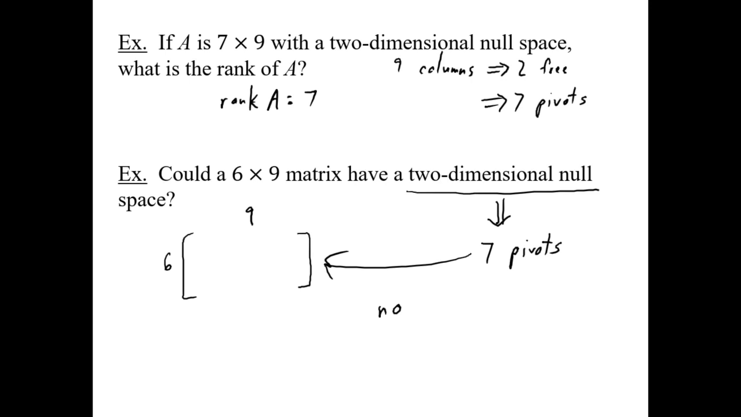Of course, if this was any number bigger than 7, we already saw it works for 7. If this number was any number bigger than 7, it would also work. Sure, we can have 7 pivots even though there are 12 rows. Who cares?